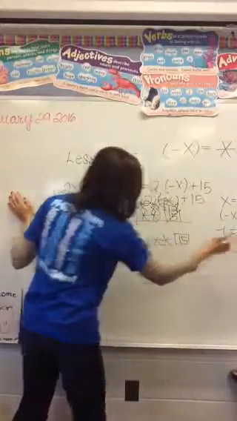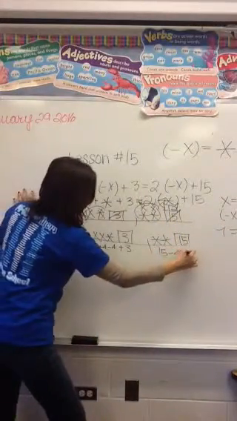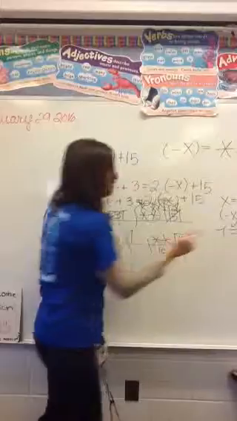So we knew that was 7, and then 15 minus 4 minus 4 equals 7.